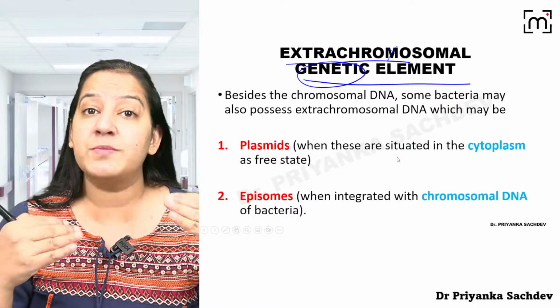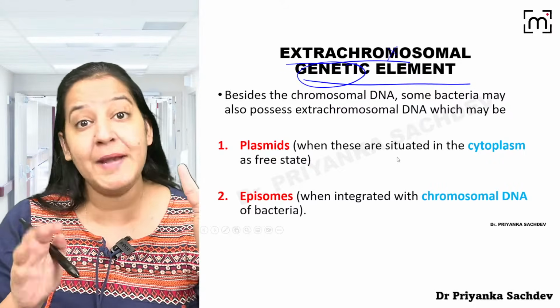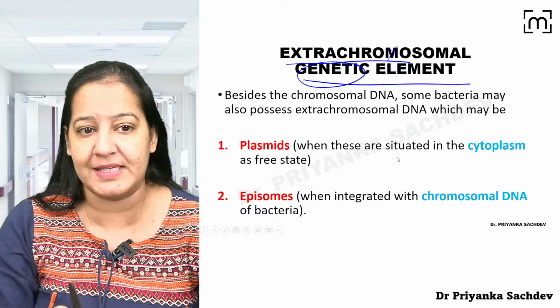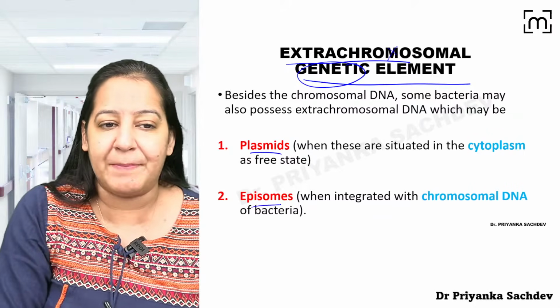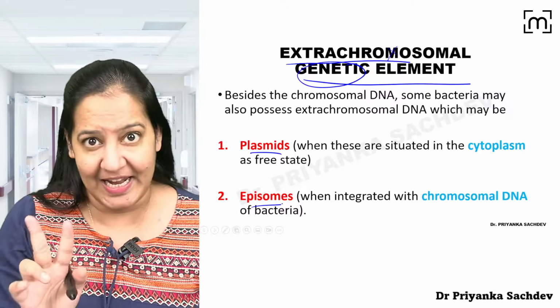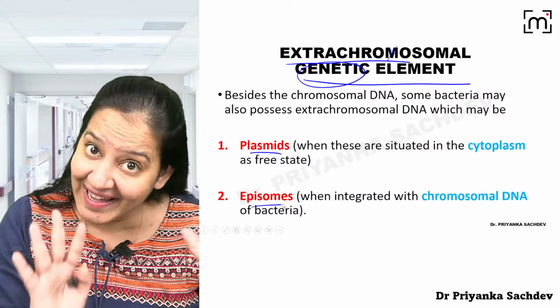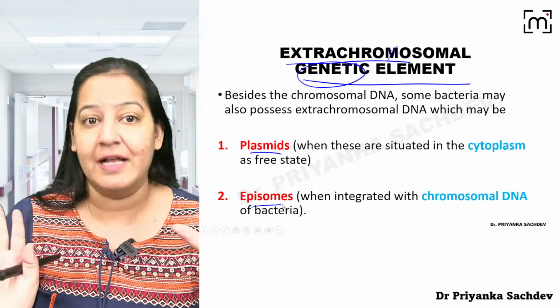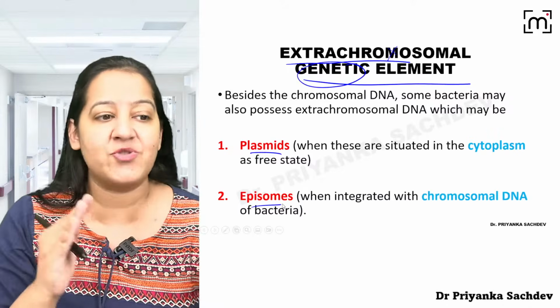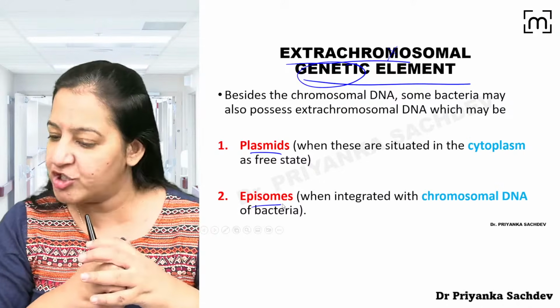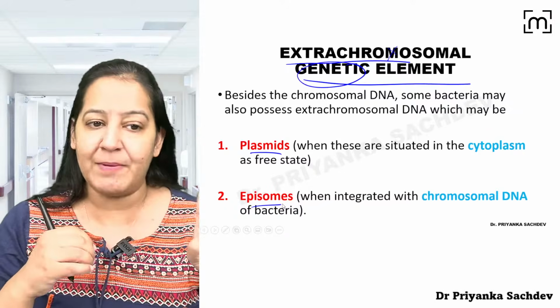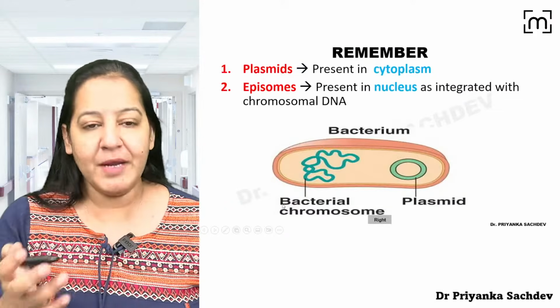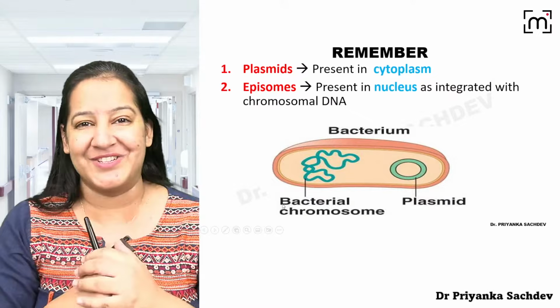Now, extra chromosomal genetic elements are two. In bacterial cells we are talking, not in human cells. So they are plasmids and episome. Both of them are DNA, but they are not chromosomes. I'm repeating again. So that's why they are known as extra chromosomal genetic element. Yes, Shubhangi, absolutely right. So one is plasmid, one is episome. Now, what do you mean by plasmid and episome? What is the difference between the two?